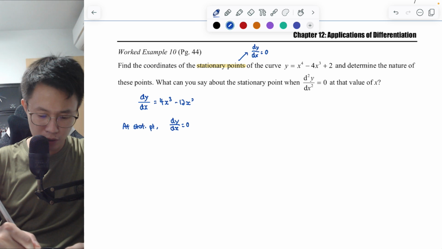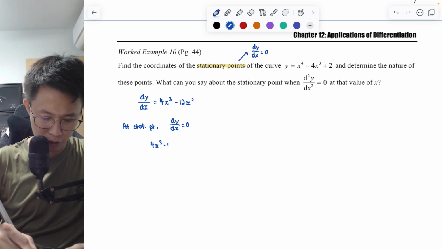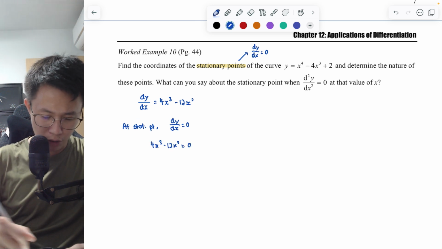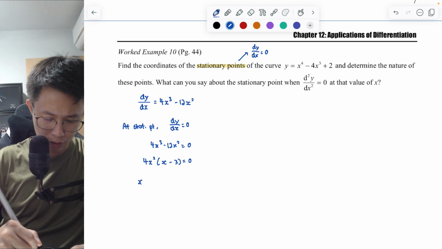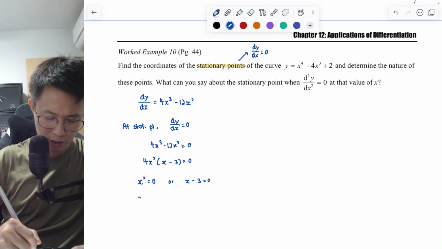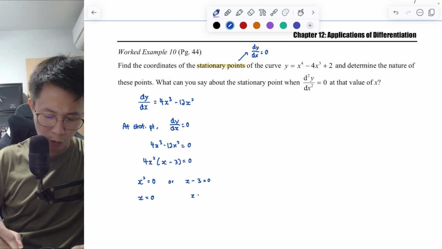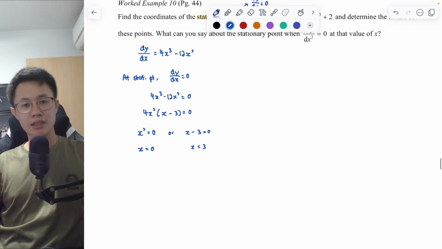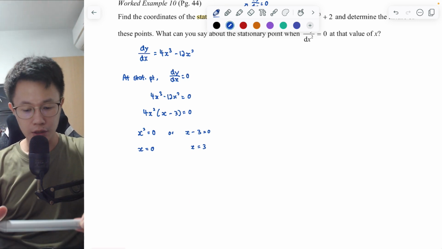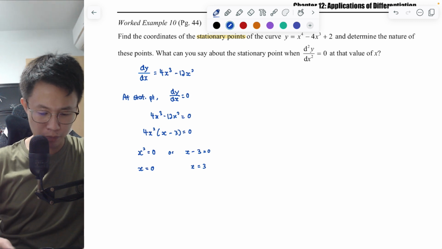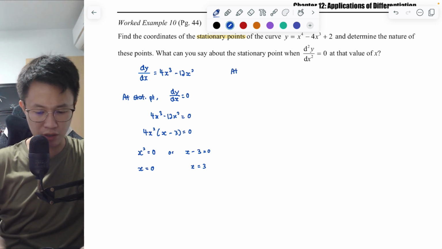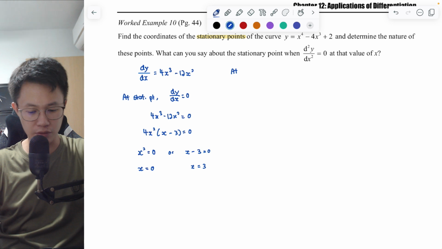And from here, we substitute back: 4x cubed minus 12x squared equals 0. Factorize out 4x squared, and we get x minus 3 equals 0. So we can easily tell x squared equals 0 or x minus 3 equals 0, which gives two answers: x equals 0 or x equals 3. These two points are stationary points, but we need to determine what kind. We can use the first derivative test or the second derivative test.